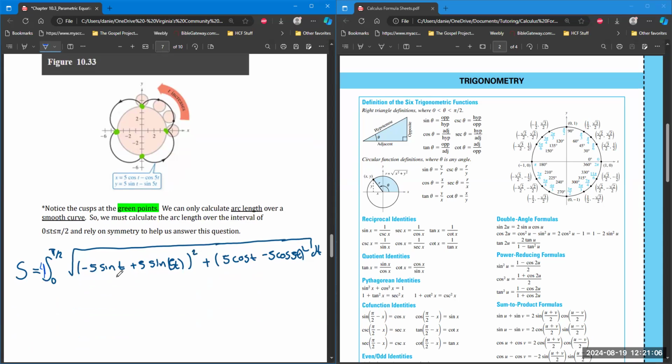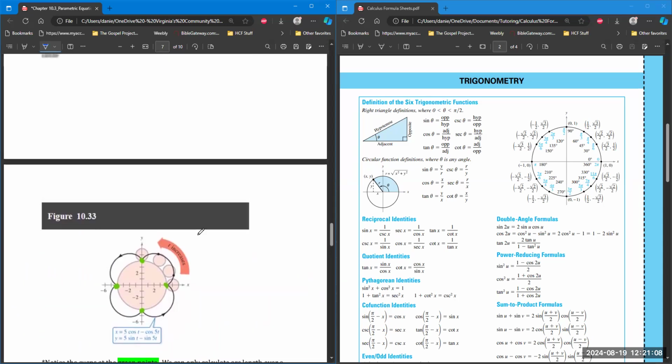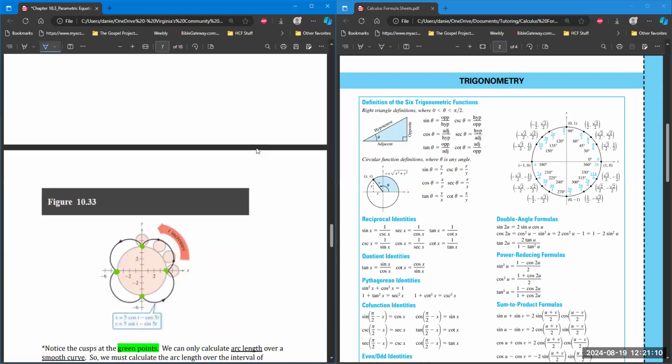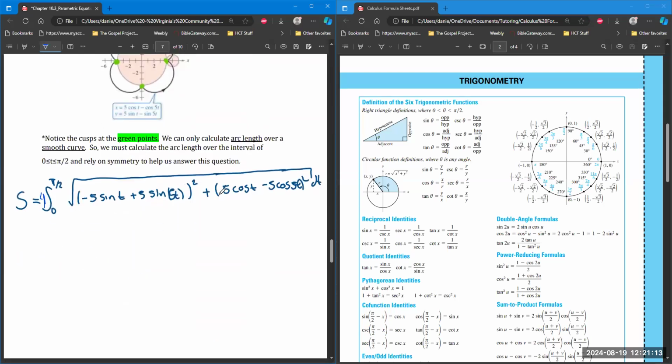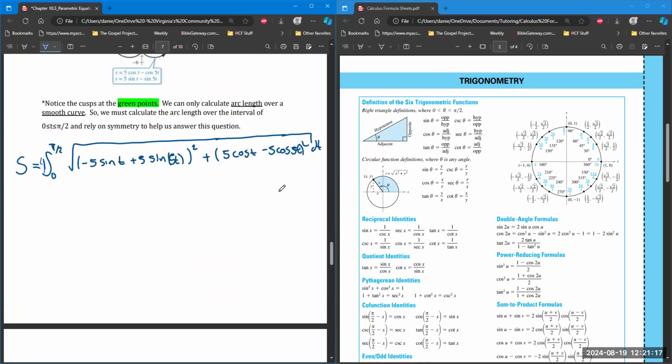And I have my dx dt equation squared and my dy dt equation squared. This is going to get real big and real messy real fast, and we're going to need a lot of trig identities for this. So hang on to your hats while we do this. From 0 to pi over 2, and I'm going to take the square root here.